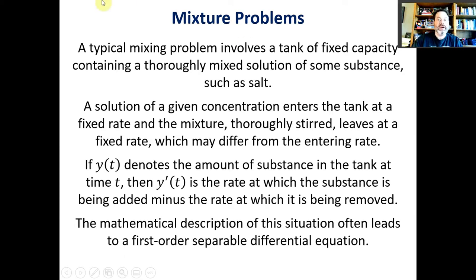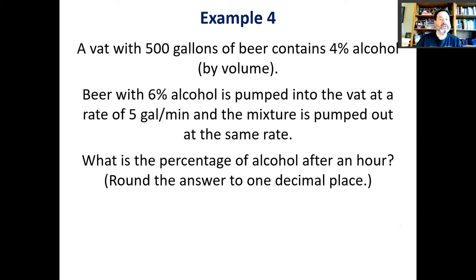So the way we set these up is you always set y, your dependent variable, equal to how much of the substance is in the tank at a given time. Then the derivative is the rate at which the substance is being added minus the rate at which it's being removed, because there's some coming in, there's some leaving. And it turns out that when we set these problems up this way, you usually get a first order separable differential equation. So let's see how to do one of these.